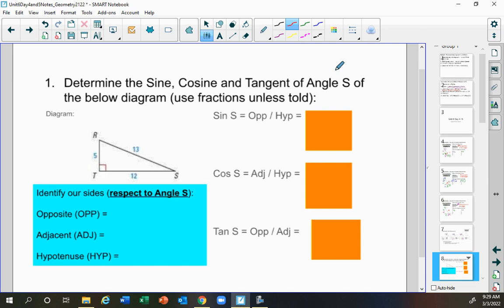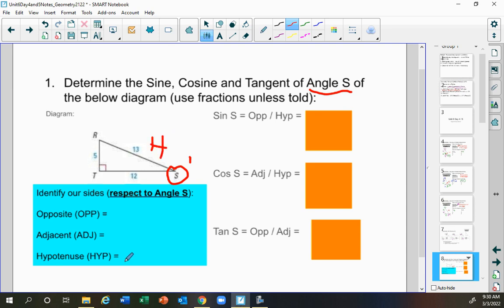So we have to find, where's angle S? Yeah, where is it? Where's angle S? Is this angle S? There. There's angle S. Well, first you have to identify angle S. That's number 1. Then we need to identify our side. So, well, what's going to be the hypotenuse? The 13 is going to be your hypotenuse.